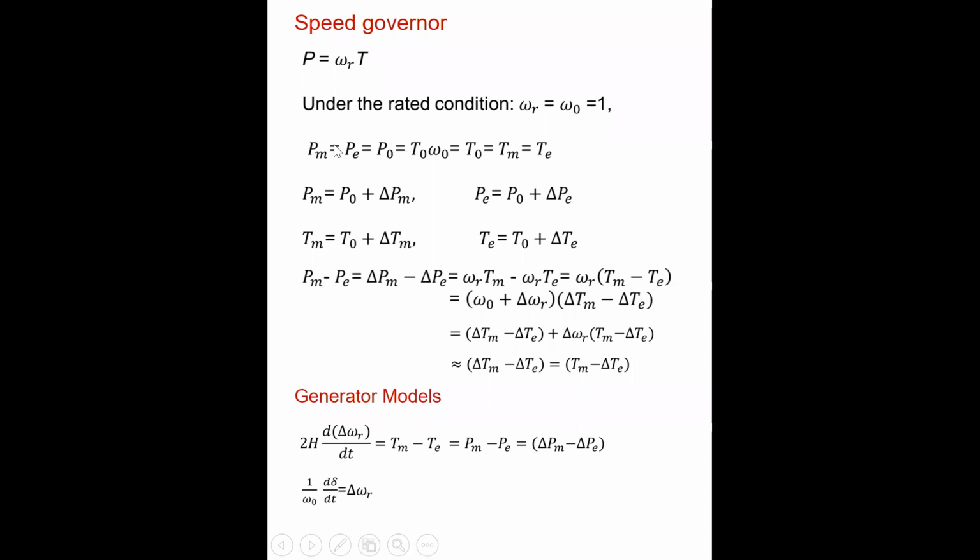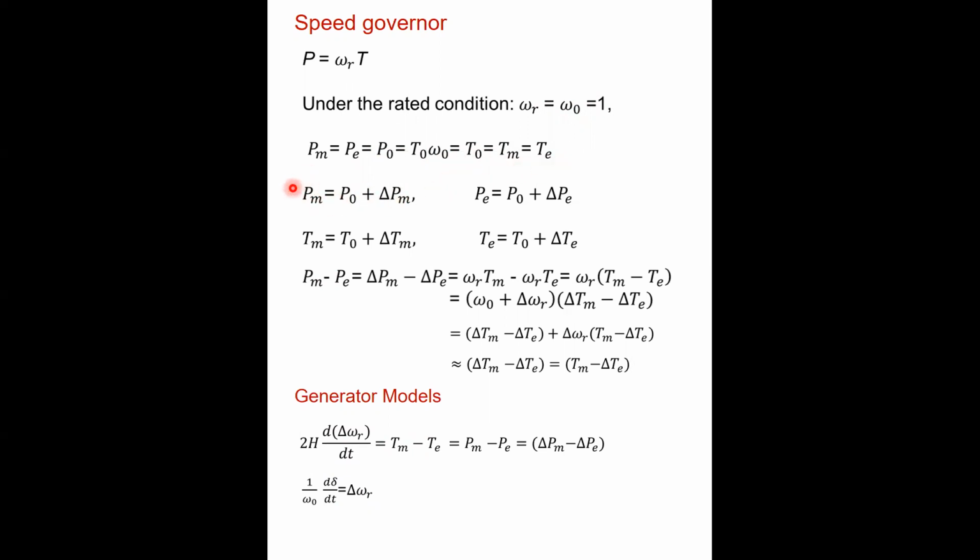Then the mechanical power and the electrical power and the power which is at rated condition, what do you get here? It is the same. So we can write in this way. And now this you can say is the angular speed of the machine at rated condition. So thus all the three quantities are the same.